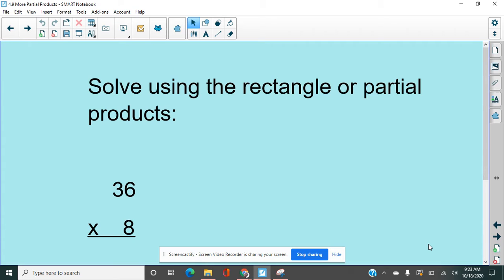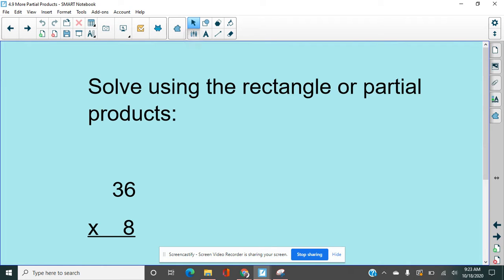We're going to spend a couple days on lesson 4.9 because this will be the first time where we use multiplication to multiply two-digit numbers, but not yet here. Here's 36 times 8. You've learned the rectangle method and you've learned partial products as well. I want you to solve 36 times 8.